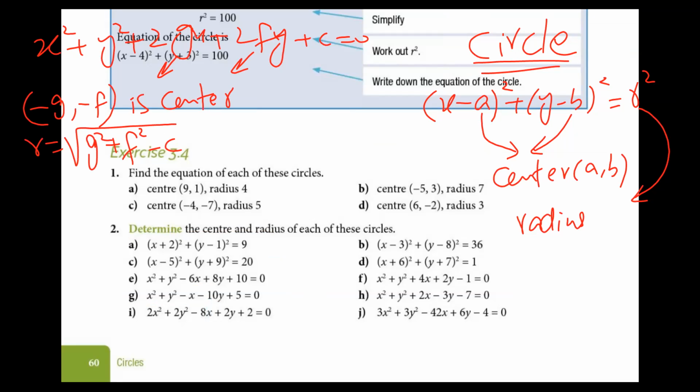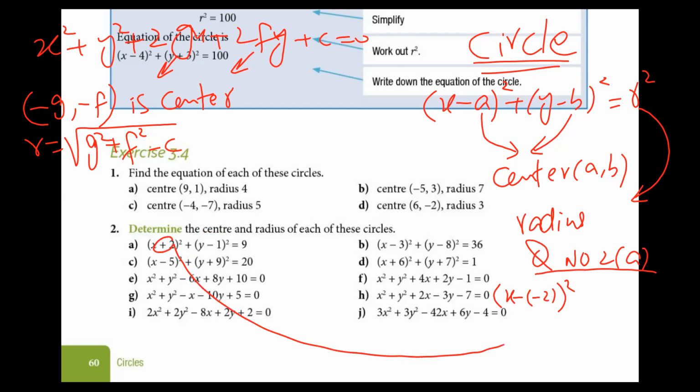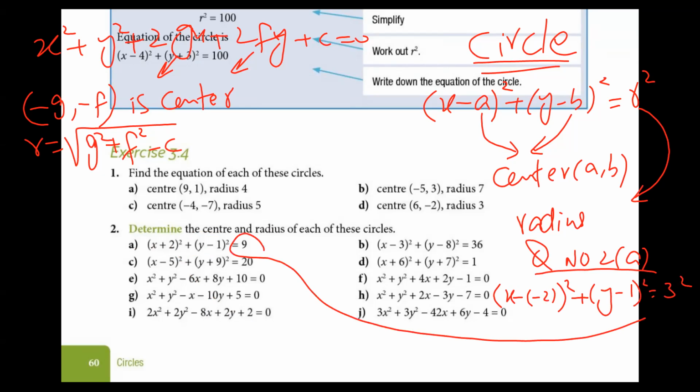Right. Now, for example, we have this question. I'll just do it quickly. Number 2 question, A part. I have written this question. What I will do, I will convert it as x minus minus 2, this plus I converted into minus, and y minus 1 whole square equal to 3 square. How? 9 is 3 square.